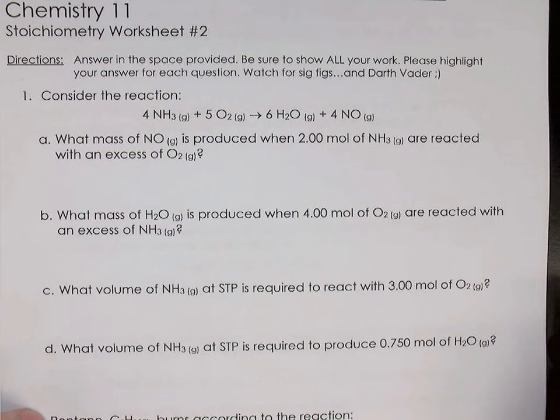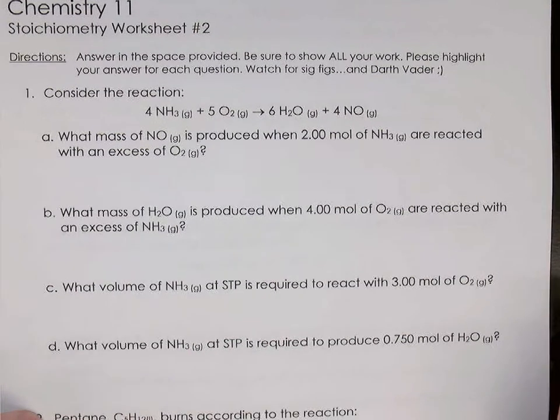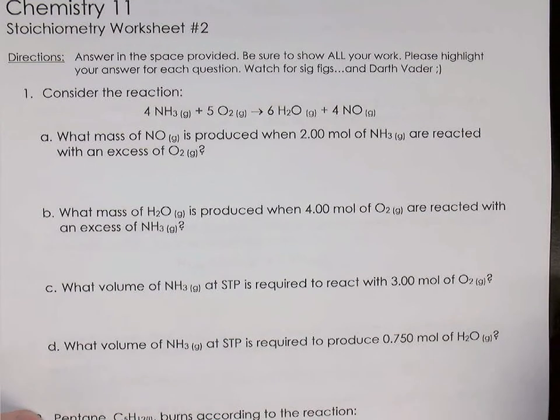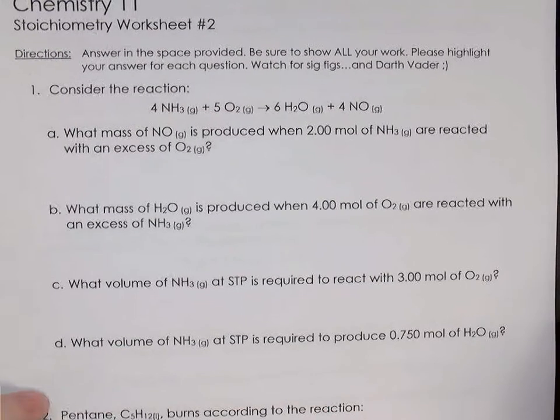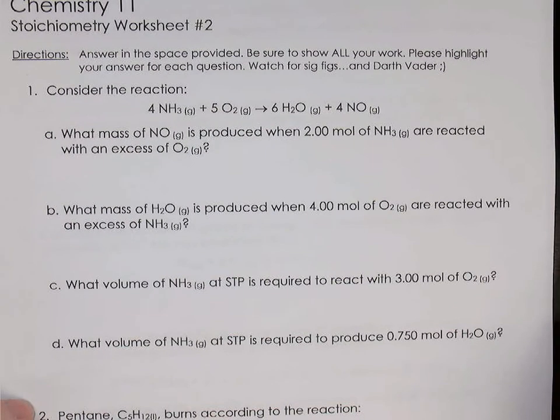In this first example, we have a reaction between ammonia gas, oxygen, and the products are water and nitrogen monoxide gas. And we see a balanced equation which says 4 moles of ammonia react with 5 moles of oxygen, producing 6 moles of water and 4 moles of nitrogen monoxide.